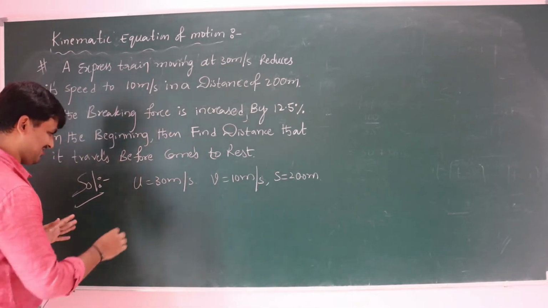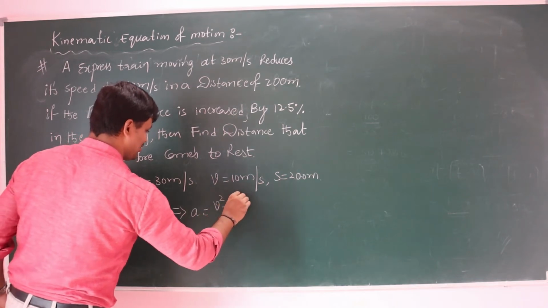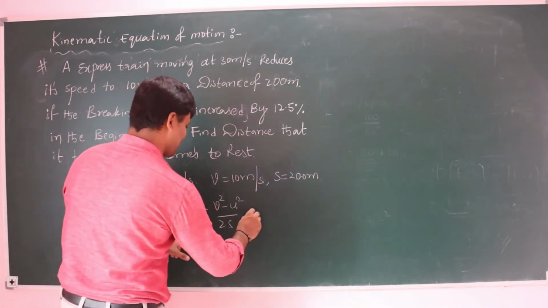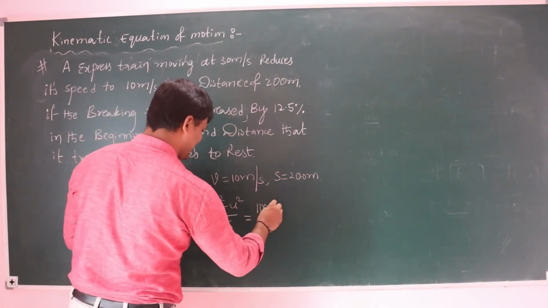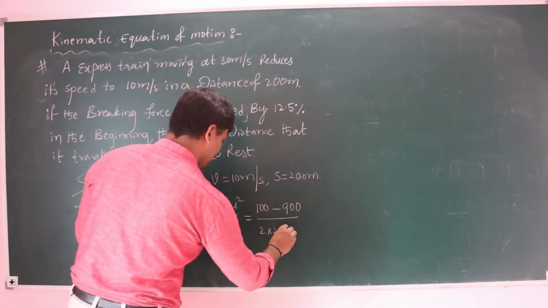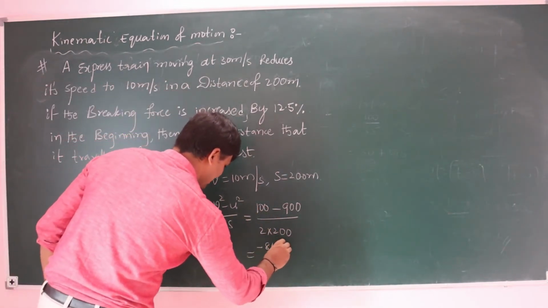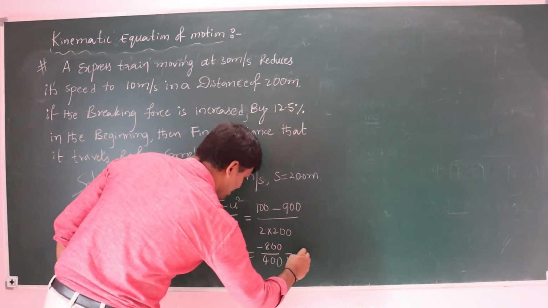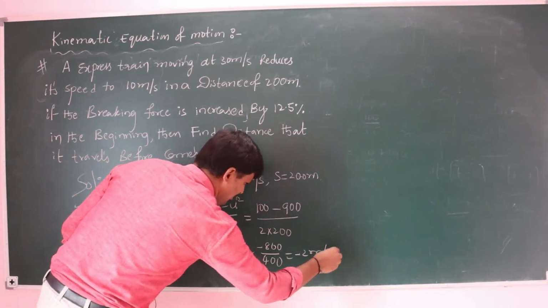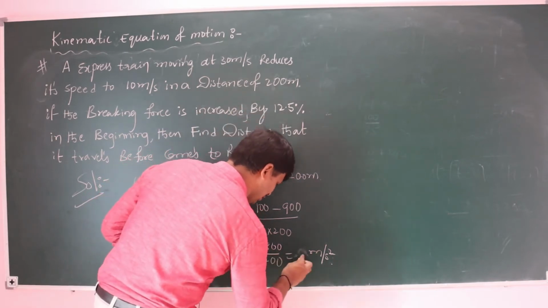Now we need to get the acceleration. Actually it is retardation. a equals v squared minus u squared by 2s. That is 10 squared, 100, minus 30 squared, 900, by 2 into 200. This gives minus 800 by 400, so the retardation is minus 2 meters per second squared.